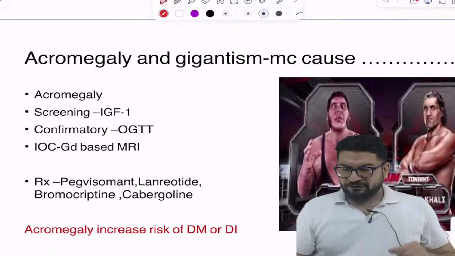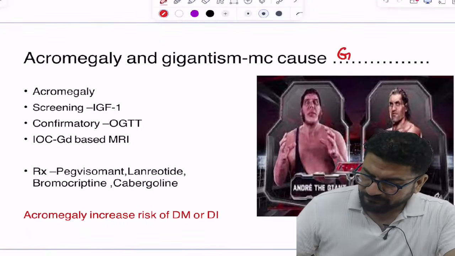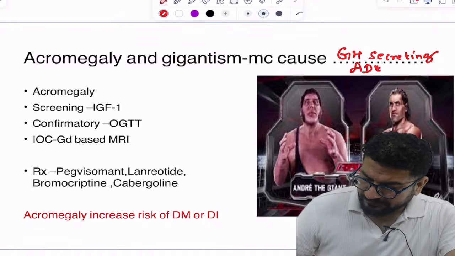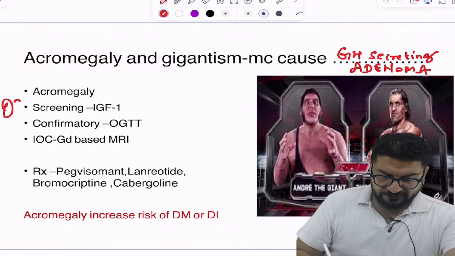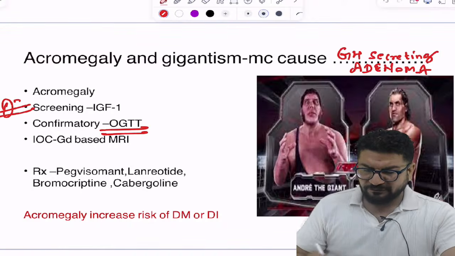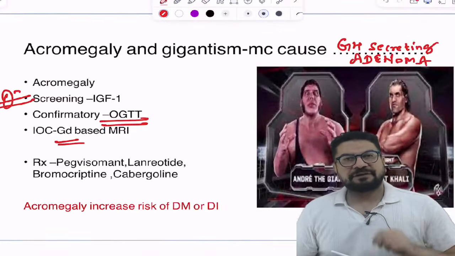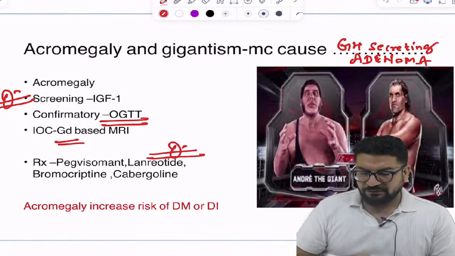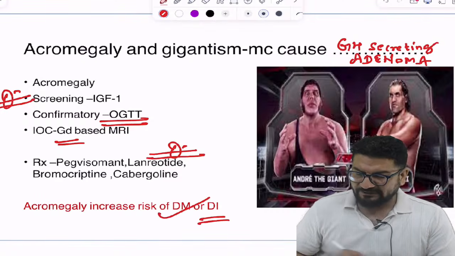Okay, they ask you questions on acromegaly and gigantism. For both cases, the most common cause will be a growth hormone secreting adenoma. For screening, we have a test called IGF-1 level. For confirmation, we do OGTT, but the investigation of choice will be MRI. Now coming to treatment, what do we do? We give pegvisomant, we use lanreotide, which came in exam, we can use bromocriptine, cabergoline. Acromegaly will increase the risk of diabetes mellitus, not diabetes insipidus.